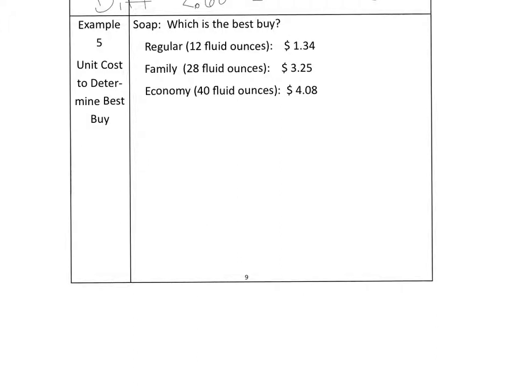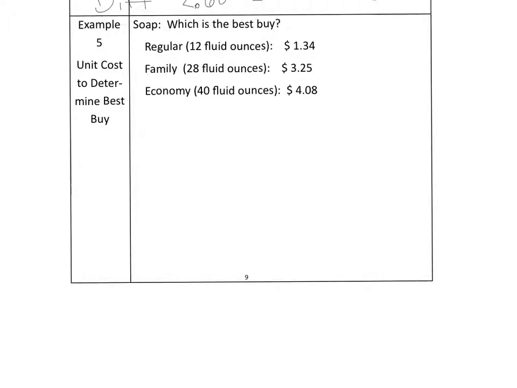Or you can go to Costco and you can get the economy size, because it's going to be you and about 10 of your neighbors, families all coming over, and everybody's going to have a ton of dishes that need to be washed. And so that's 40 fluid ounces, and so that's going to cost you $4.08. And so it wants to know which is going to be the better buy for you. Which one are you going to get the most for your money?